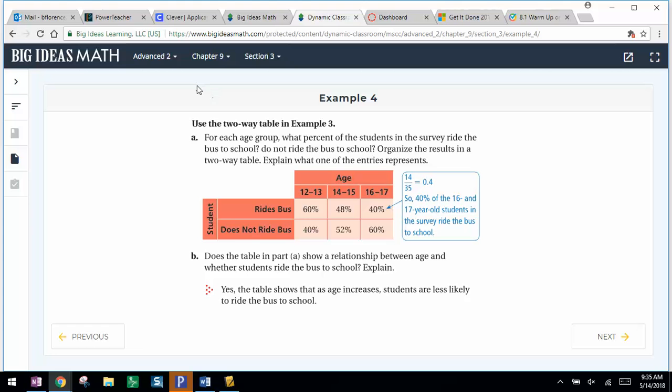So if you don't have any questions, you can click next to try it on your own, or go back and watch both of these pieces so that you can piece it together.